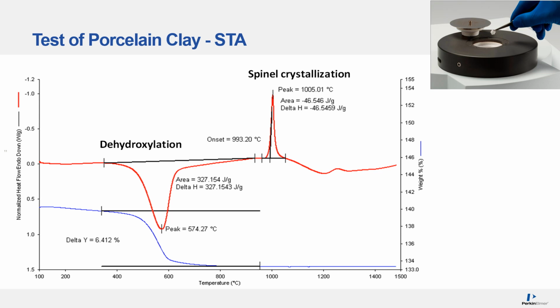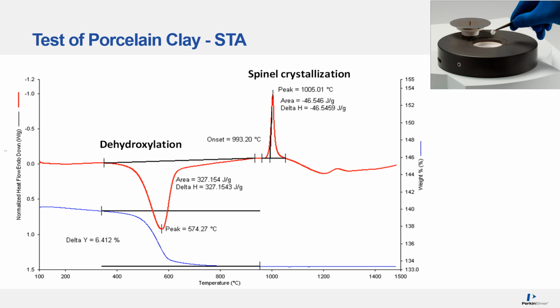The TGA curve in blue confirms the initial endothermic weight loss process is due to the dehydroxylation of the kaolinite to form metakaolinite. In the STA, quantifying this transformation allows determination of the kaolinite, the primary component in the porcelain clay formation. This is done by comparing to a similar analysis of commercially refined kaolinite. The porcelain clay yields a weight loss of 6.4%, while that of commercial grade kaolinite has an average dehydroxylation weight loss of 12.7%, if you're looking at the weight loss curve in blue.